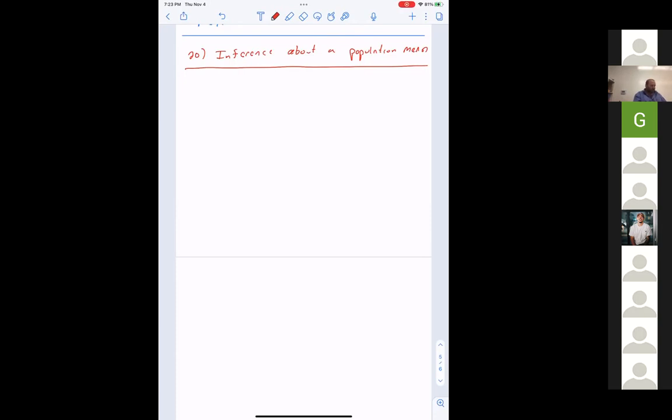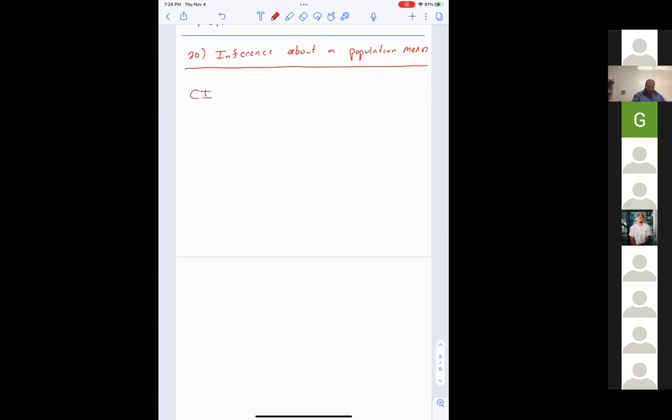Yeah, we did two proportions. That was chapter 18, right? So everything's been about proportions so far, and we haven't done a single thing about means, averages. So that's what we're going to do right now. You all with me so far? Okay, so we're going to start with the simplest case.